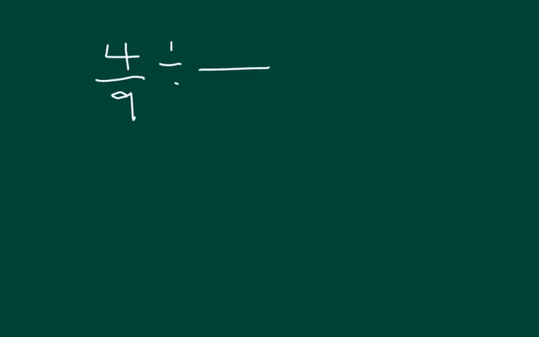Okay, this is going to be a rather unique division problem. I'm going to create it as we go here. I've got 4 ninths, so I'm going to divide it by something. And then for my numerator, I want to pick something that will go evenly into 4. So a nice choice is 2. And for the denominator, I want to pick something that goes evenly into 9, which would be 3.